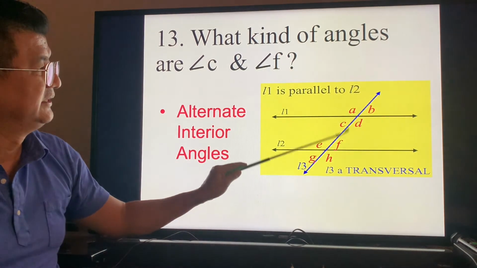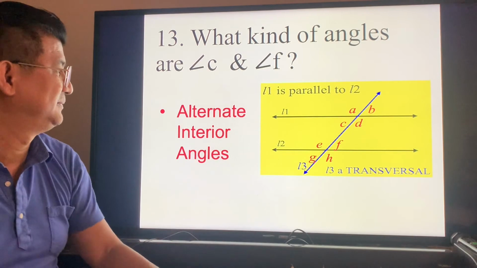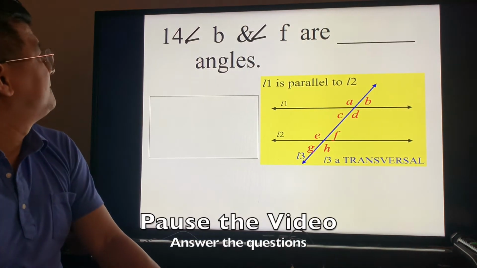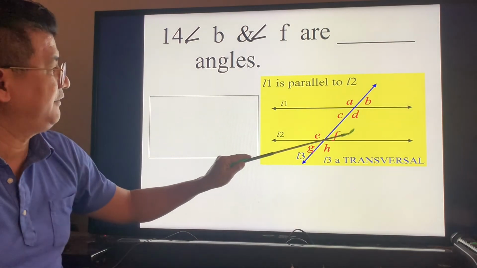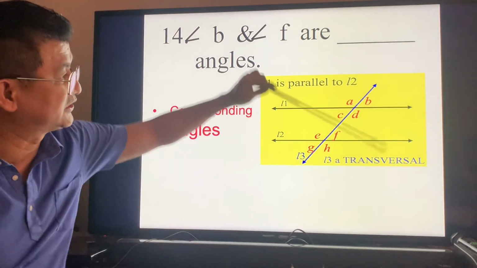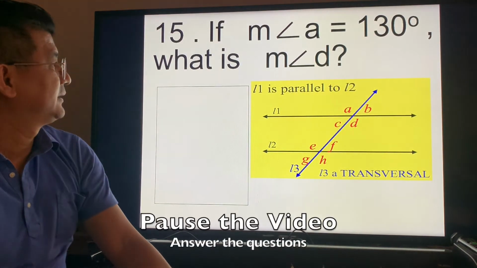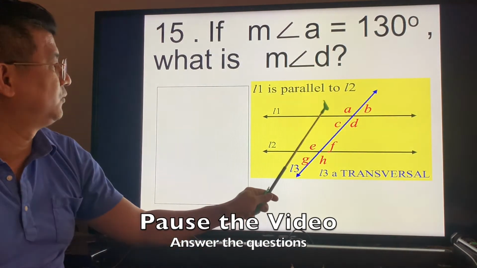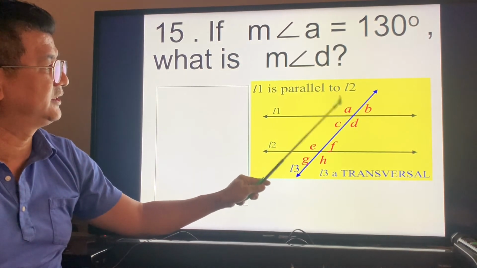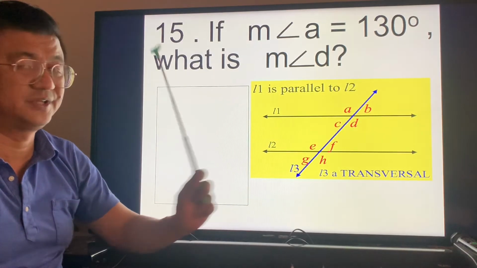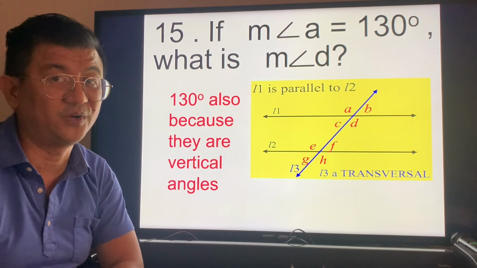They're inside and they're alternate the transversal. B and F are corresponding angles. They match, corresponding. A is 130. What is D? Ooh, look at that. They're directly across each other. Therefore, they are vertical angles. It's also 130 degrees.